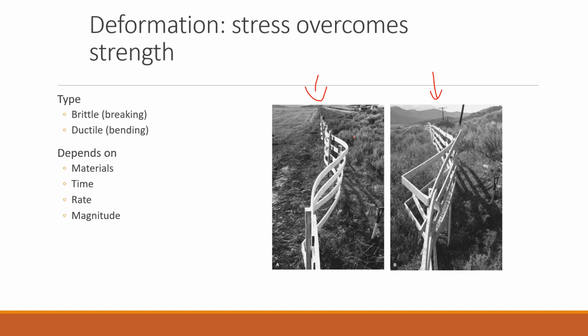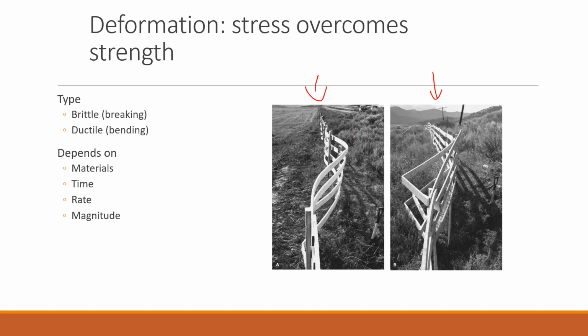Whether or not materials will behave brittly or ductily depends on many things. One of them is the material itself. Some things are always going to bend, some things are always going to break. Sometimes it depends on other factors. Some of those other factors are things like time. So if we do stuff fast, it's more likely to break. It's more likely to be brittle. If we do things slowly, we're more likely to be ductile.